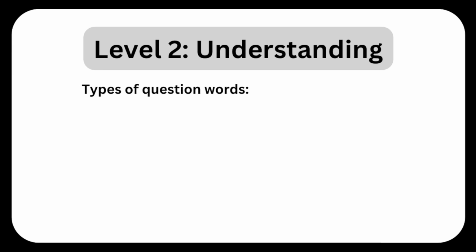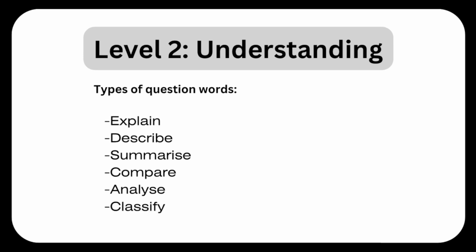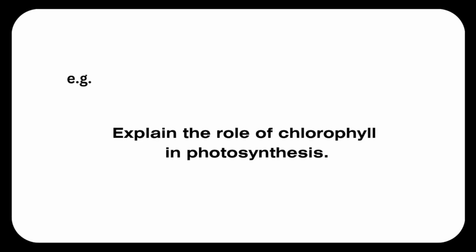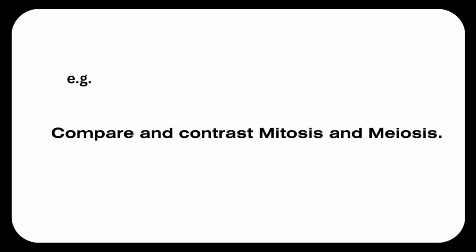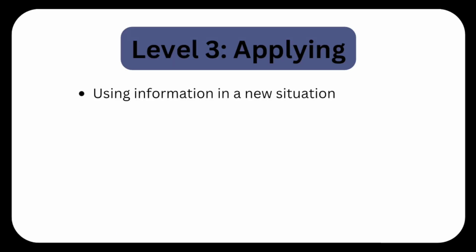Examiners usually use words like explain, describe, summarize, compare, analyze, classify. For example, explain the role of chlorophyll in photosynthesis. Summarize the main idea of this passage. Compare and contrast mitosis and meiosis. Level 3. Applying. Using information in a new situation.